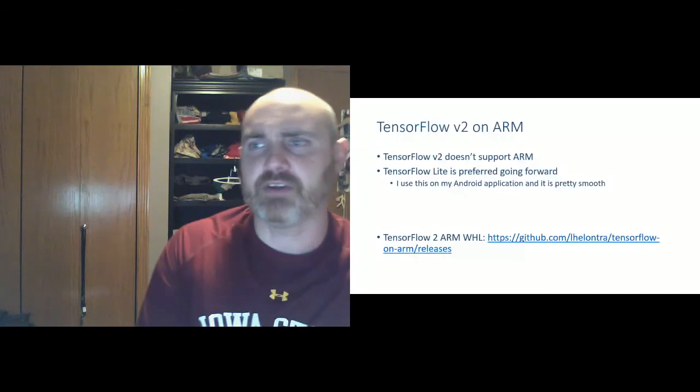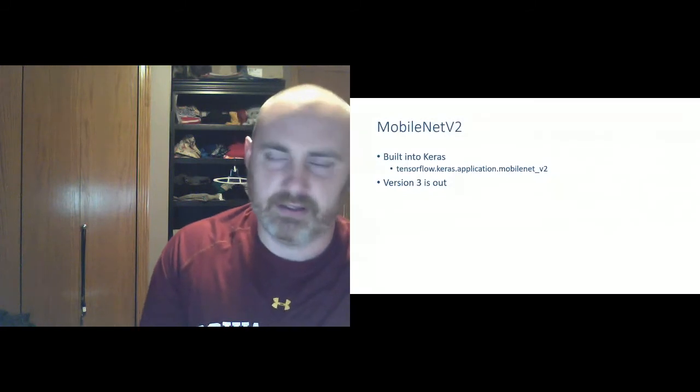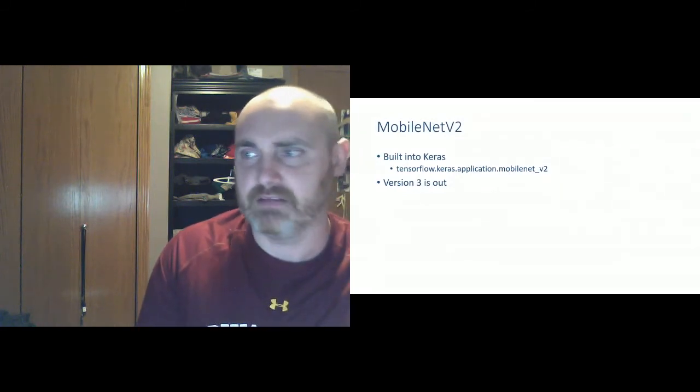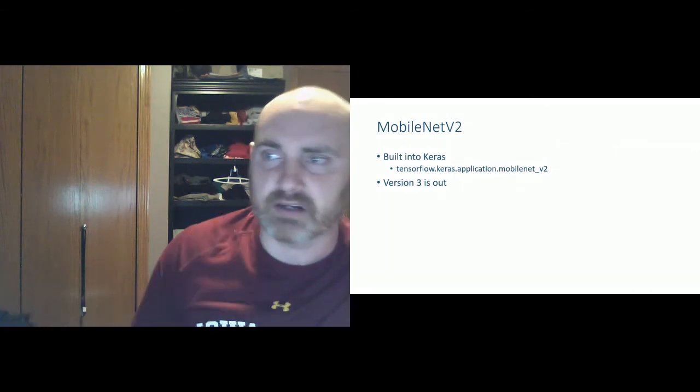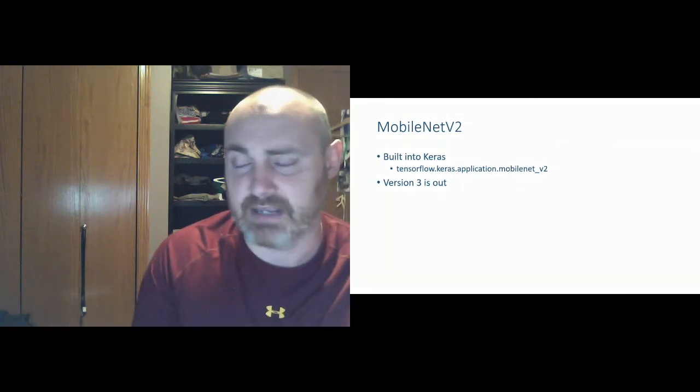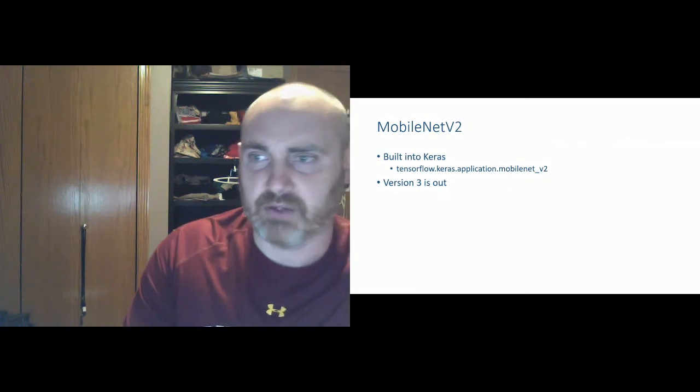So I mentioned earlier, MobileNet V2 is a pre-trained image recognition model. I'm only using V2. V3 is out, but I didn't need it, and 2 was the good one when I was out. As I mentioned, it is pre-trained. It is part of the TensorFlow distribution, so I can just use it, TensorFlow Keras application.mobilenet, and I have everything I need. So that was an easy way for me to just get up and running and not have to worry about training my own model.